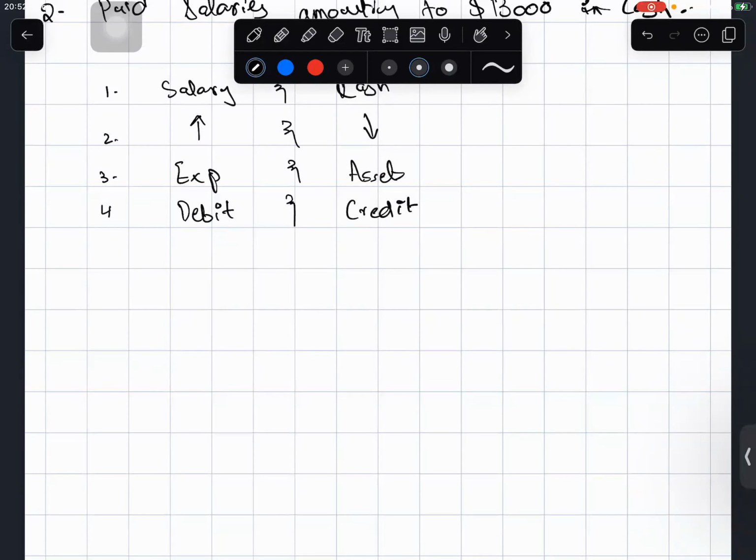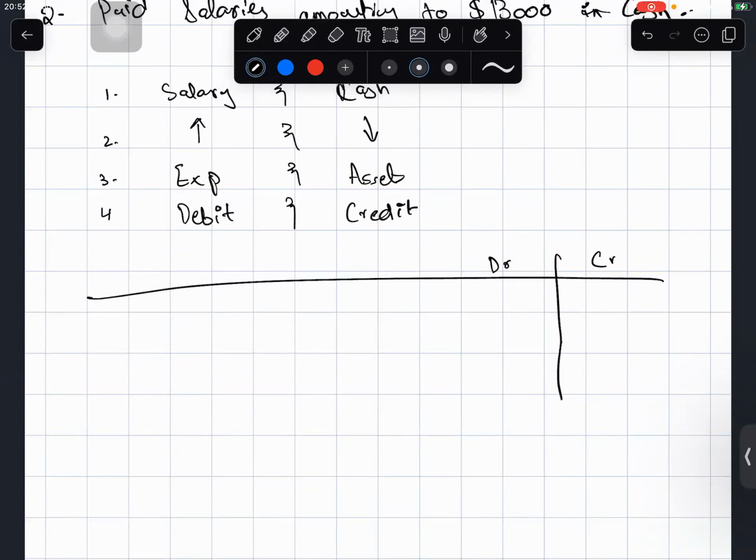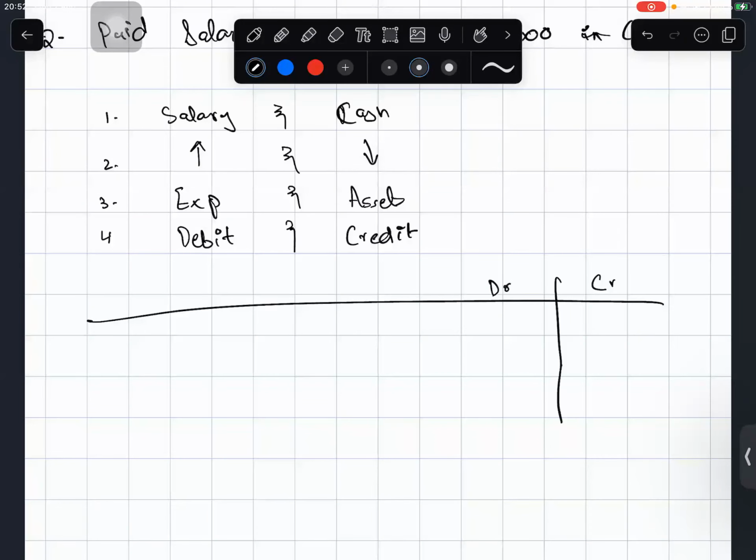Now, it's time for you to make a journal entry. This is your table. Tell me what to write. Salaries account. Yes. 13,000 is being debited. Perfect. Then? Cash account credit 13,000. Perfect. Absolutely perfect.